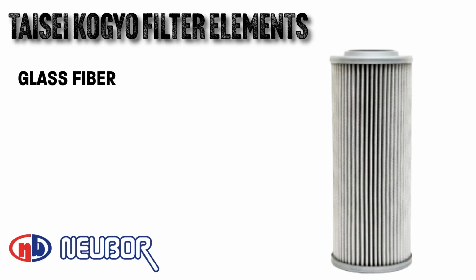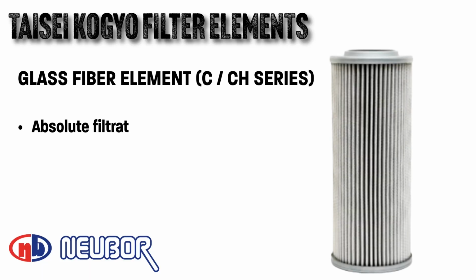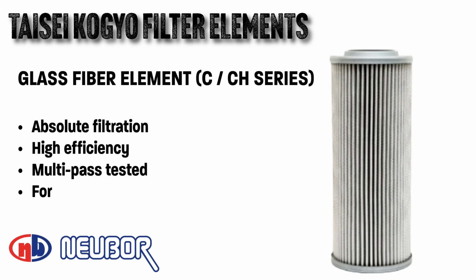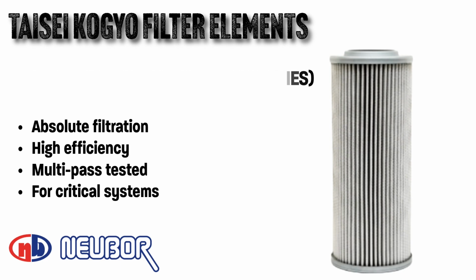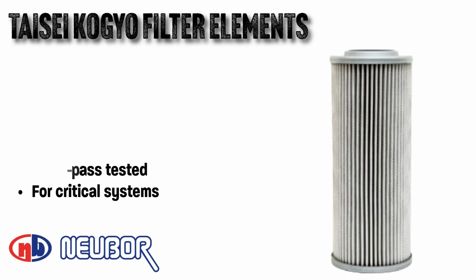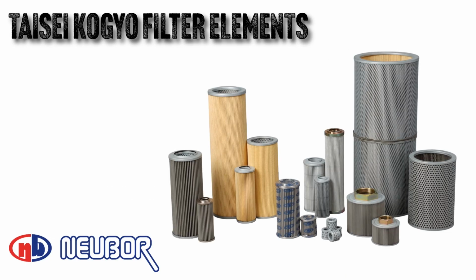C-fiber elements are manufactured using glass microfiber filtration media and provide absolute high-efficiency filtration. Their performance is verified through multi-pass testing using beta ratio standards. These elements are specifically designed to protect sensitive hydraulic components such as servo valves and proportional systems, where contamination control is critical for reliability and service life.